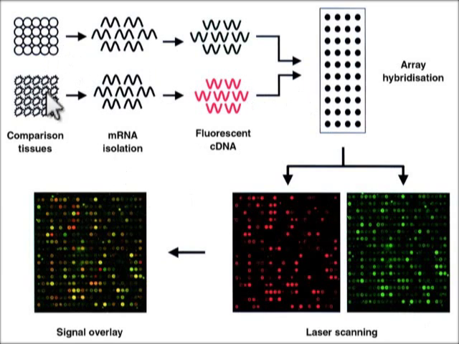Now we'll just go through it again. We have two cells. This is the healthy cell. This is the cancerous cell. We isolate the mRNA. After isolating the mRNA, we convert it into cDNA. After converting into cDNA, we add fluorescent dyes to them. In the healthy cell, we add the green dye Cy3, and here we add Cy5, red. Then we run hybridization, and we get these results. Overlaying the results, we get the red and yellow formation.